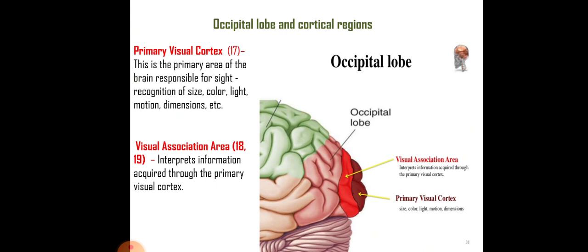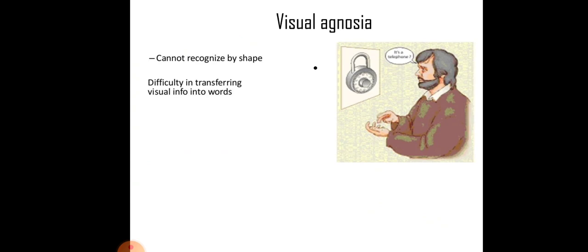Then next is the occipital lobe. In the occipital lobe we have two areas, that is area number 17, which is the primary visual area. It is the primary visual area for the brain, responsible for the sight recognition of size, color, light, motion and dimensions. And just near to it we have the visual association area, areas 18 and 19, which interprets the information acquired through the primary visual cortex. So this is visual agnosia, in which the person cannot recognize shapes and there is difficulty in transferring the visual information into words.